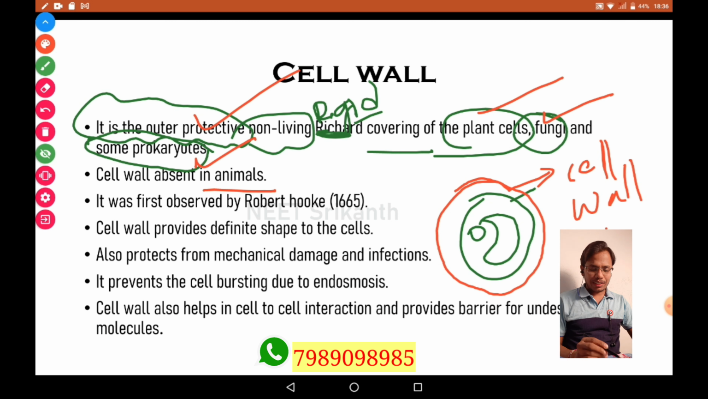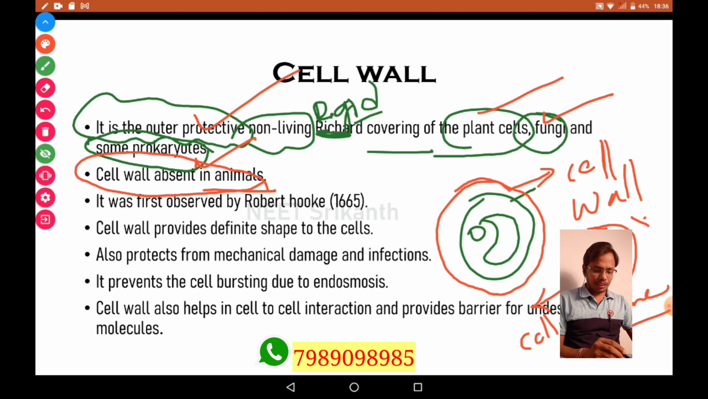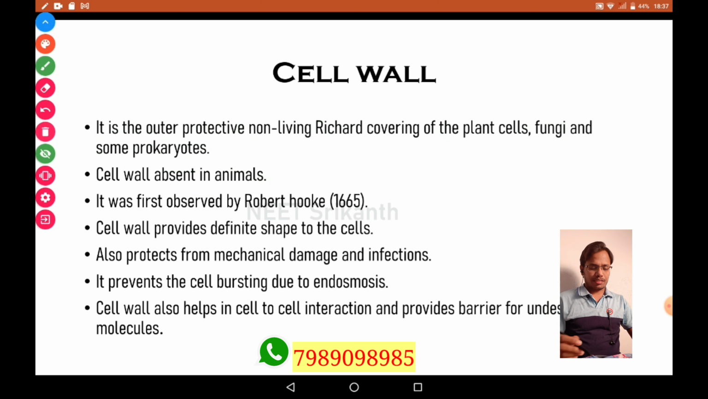And you can observe the animal cell. Animal cell is also surrounded with the cell membrane. Plasma membrane is present in the animal cell. Plasma membrane is also called cell membrane, and is present in all types of cells. But there is no question of cell wall. Cell wall is absent in the animal cells. What is the second point, beta? Cell wall is not seen in the animal cells. Only plasma membrane is present in the animal cells.